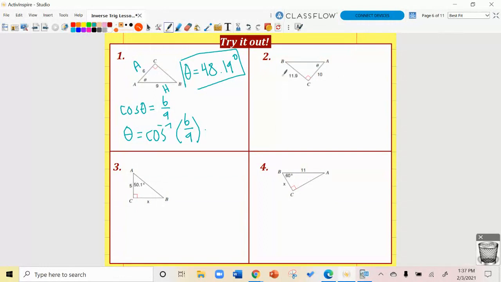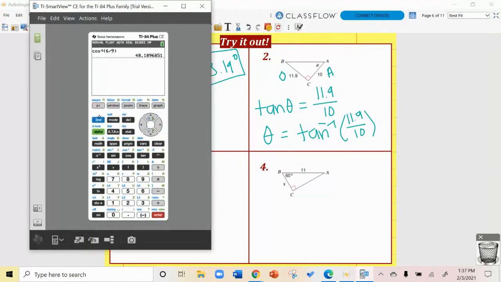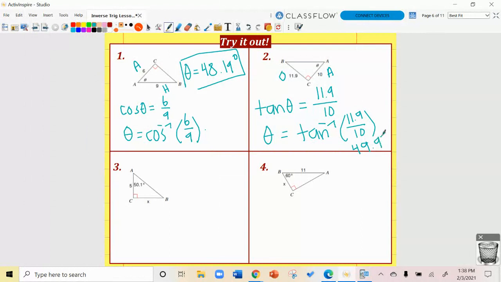Okay, let's try number 2. So here I've got opposite and adjacent. That's going to be the tangent of theta is going to be 11.9 over 10. I'm going to take the tangent inverse of both sides. And then I will go into my calculator. Second tangent of 11.9 over 10. 49.958 degrees is what theta is.